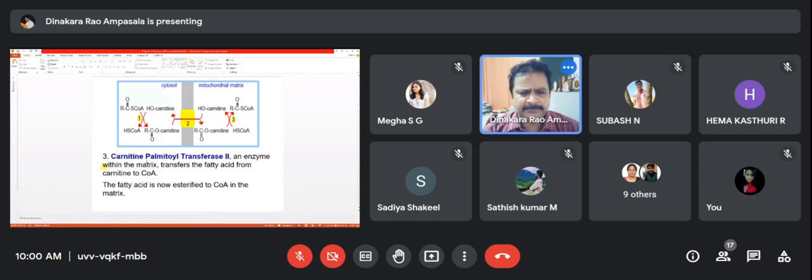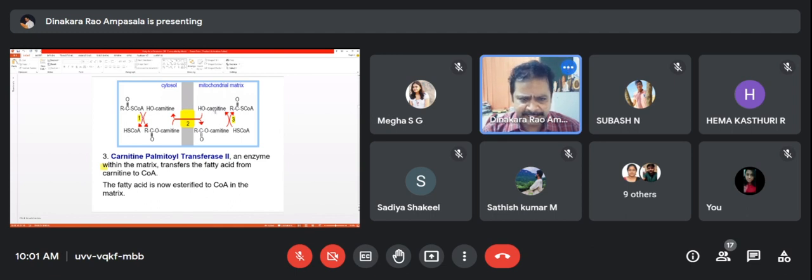So carnitine palmitoyl transferase 2 is the enzyme within the matrix that transfers the fatty acid from carnitine to coenzyme A. Sorry, I said thiokinase, that is not thiokinase. This is the carnitine palmitoyl transferase 2 enzyme. This enzyme transfers the fatty acid and exchanges the acyl-CoA molecule with carnitine. So free carnitine will form here.